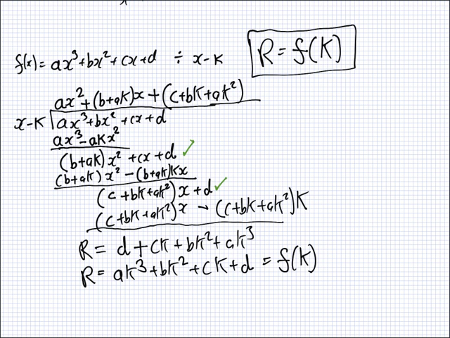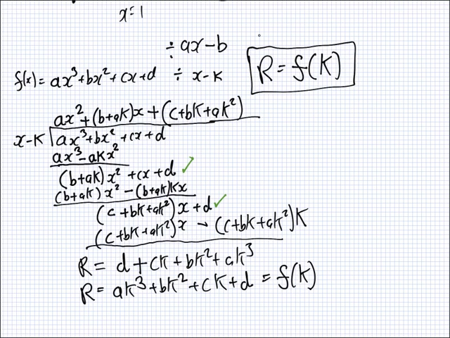Now, what do you do in situations when you have something like this? Divide by ax minus b. What would you use in that situation? You wouldn't say b by itself. B over A. Very good. B over A in that situation.